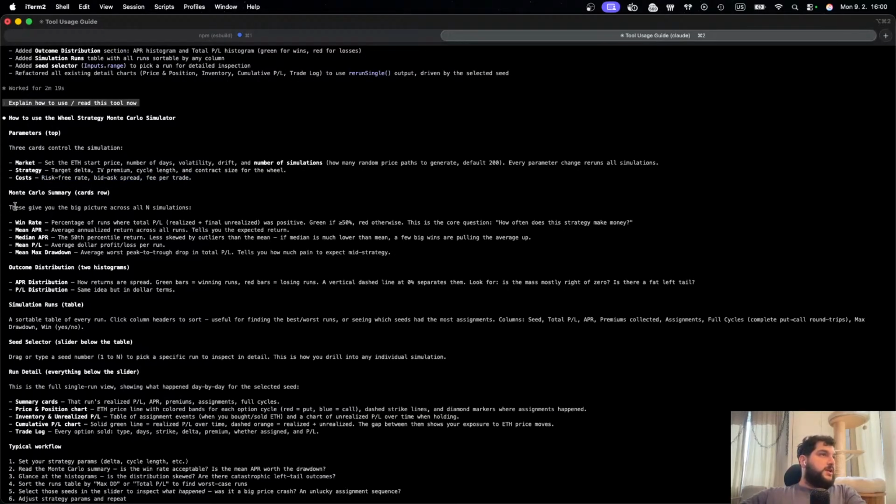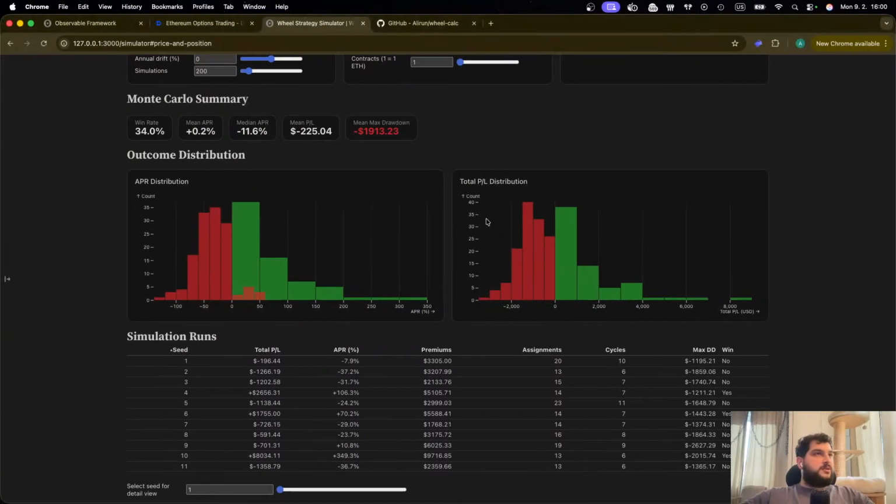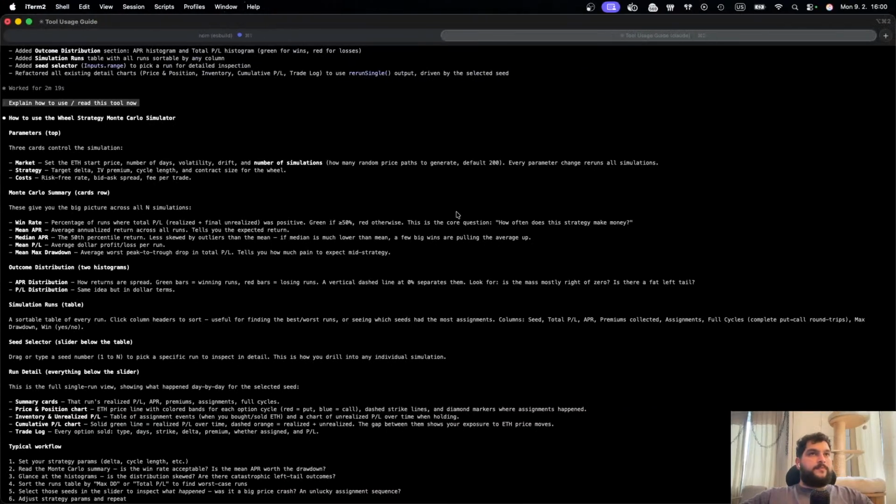Monte Carlo summary. So this gives you the big picture across all N simulations. Win rate: the percentage of runs where total PNL was positive. Green if more than 50%, red otherwise. This is the core question: how often does this strategy make money?